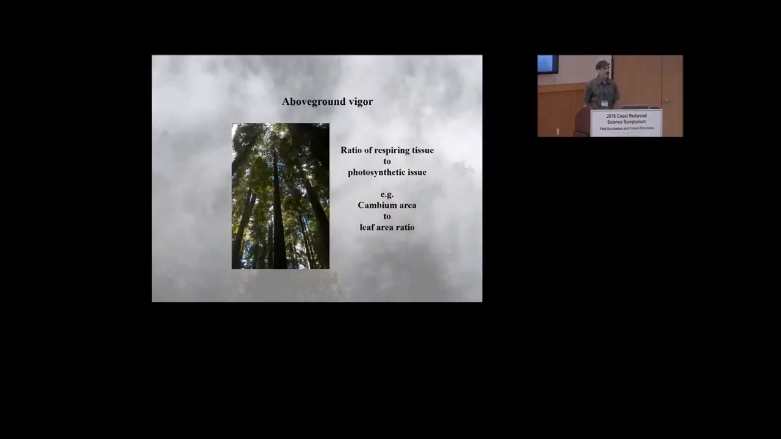In addition to size, what we call above ground vigor explains a significant amount of variation in trunk growth. All living cells need carbon to respire and for building material, while leaves and other photosynthetic tissue fix carbon from the atmosphere. Therefore, the ratio of respiring tissue to photosynthetic tissue is a good measure of a tree's above ground vigor. In other words, a tree with less respiring tissue per unit leaf area will have relatively more carbon available for growth. And we call it above ground because we don't have any below ground data.